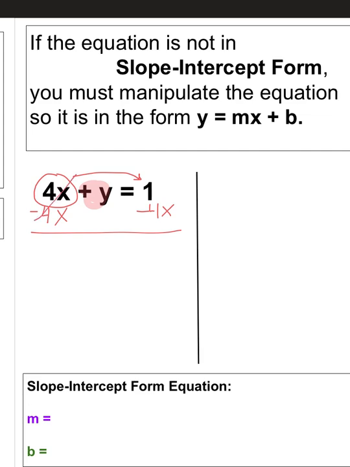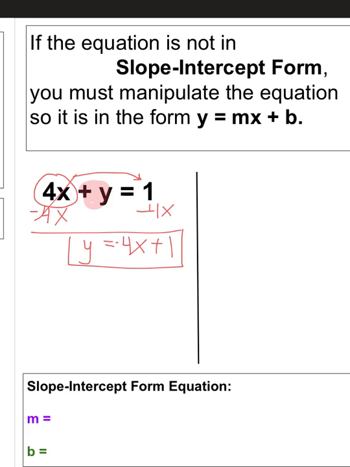Once we do that, the 4x's cancel out, leaving you with just y equals. Now, when you're writing this, you want to put the variable x term first. So that's going to be negative 4x. That's a positive 1, so we write it as plus 1. So there's your equation in slope-intercept form.